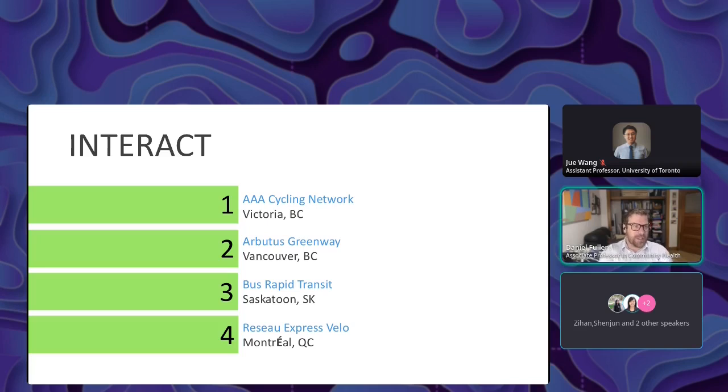This work is part of the INTERACT study. INTERACT stands for Interventions, Equity, and Action in Cities Team. It's a large cohort study in Canada that's taking place in Victoria, British Columbia, Vancouver, British Columbia, Saskatoon, Saskatchewan, that's where I am, and in Montreal, Quebec. The study, which is still ongoing, is to evaluate the impacts of different transportation interventions: AAA cycling networks in Victoria, cycling infrastructure in Vancouver, bus rapid transit in Saskatoon, and cycling infrastructure in Montreal, on physical activity, well-being, and social connectedness.